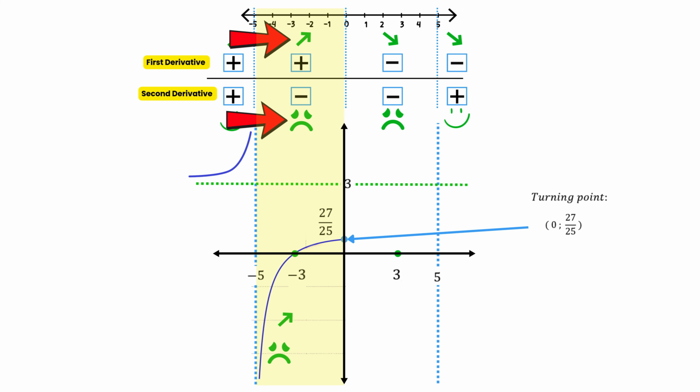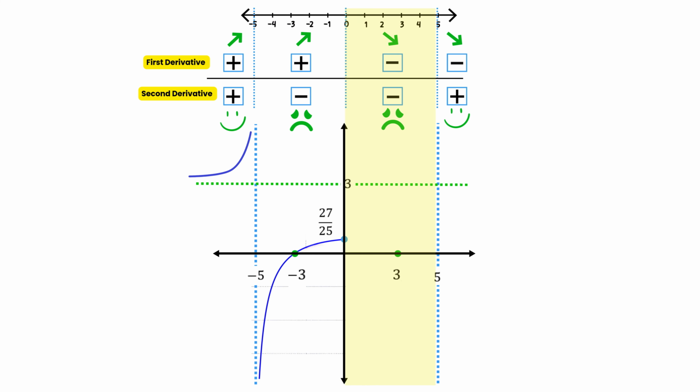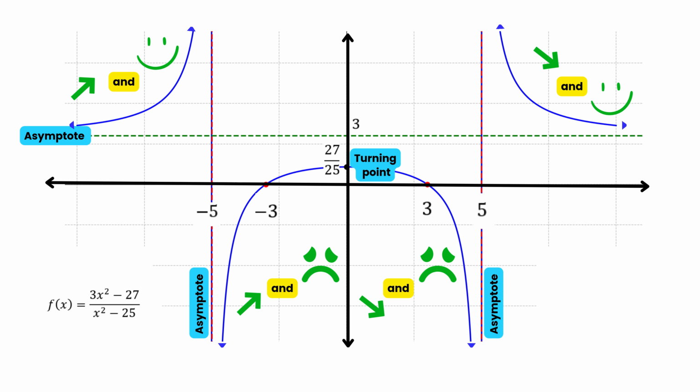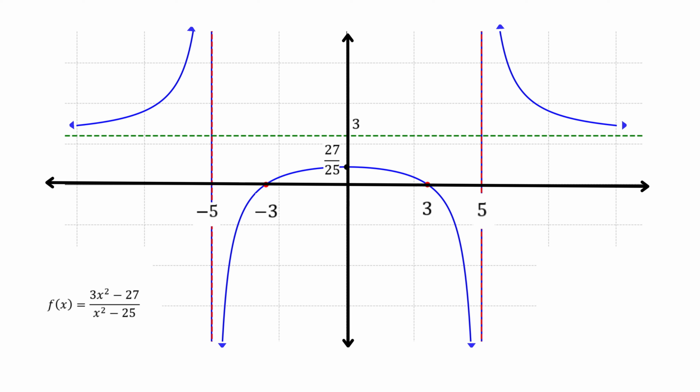In the next section, from 0 to 5, we see the graph moves downwards, and it is still part of a frown. We also know it needs to pass through x equal to 3, and again, it cannot cross the asymptote at 5. In the final part, from 5 onwards, the graph must go downwards and be part of a smile, so it needs to lie in this area to meet both conditions. And just like that, boom, you have successfully sketched the full function with all its components in place.